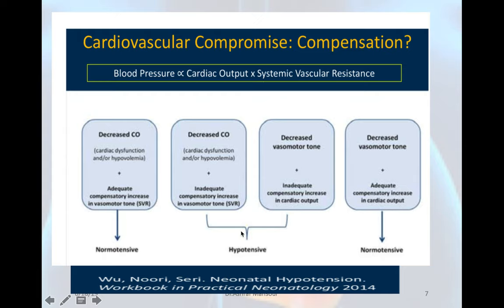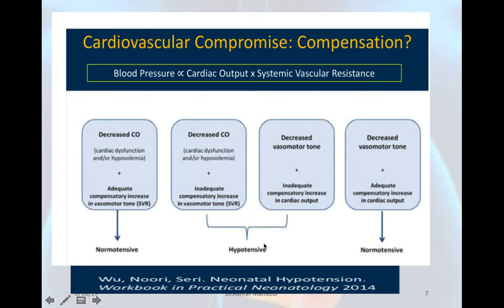Why would the baby be hypotensive? If decompensation or compensatory failure occurs, the baby would be hypotensive. Inadequate compensatory increase in the systemic vascular resistance, or inadequate compensatory increase in the cardiac output, may lead to hypotension. So the baby will have compromise in the cardiovascular mechanism, in the hemodynamics, but still he has normal blood pressure here and here, or maybe he has hypotension.